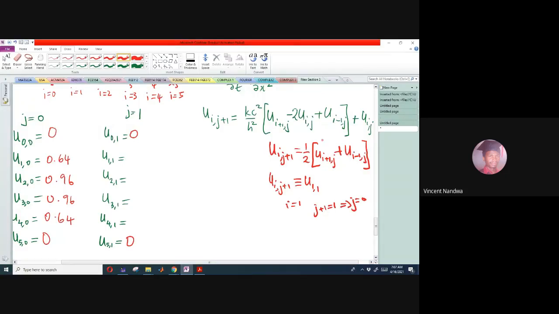Therefore, the right-hand side will be a half into, where there's i, put 1, so 1 plus 1 is 2, and j is 0, plus u(1 minus 1, j), which is u(0, 0). That is what we get. Now when you put in the values, we have a half into u(2, 0), which we found to be 0.96, and u(0, 0) is 0. When you work out a half of the sum, you get 0.48.